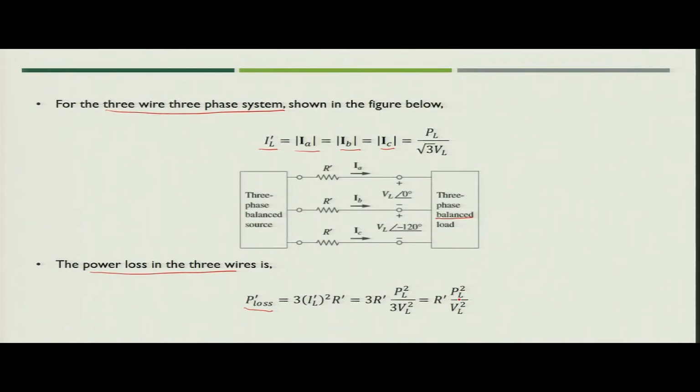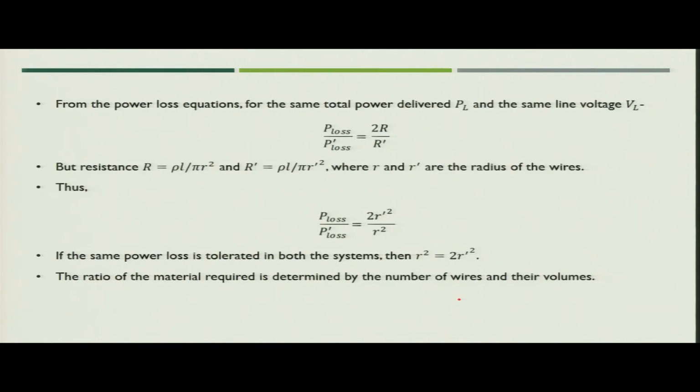So, after simplification, the power loss in the 3 phase system will become R dash into PL square by VL square. Now, from these two equations we can say P loss by P dash loss equals 2R by R dash. P loss is for single phase, P dash loss is for the 3 phase system.